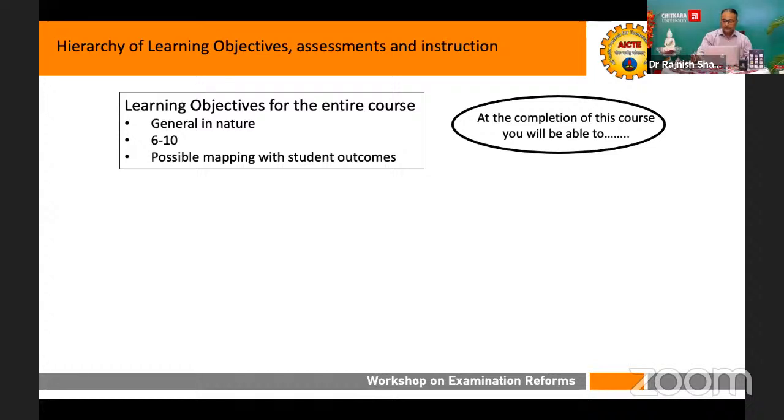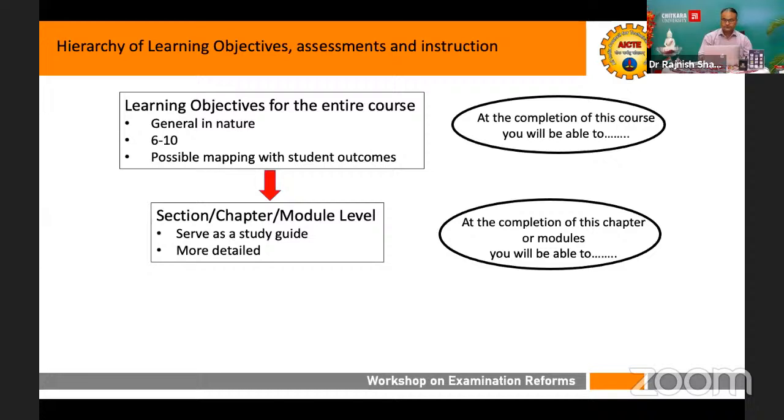Then accordingly, the learning outcomes for the entire course would be general in nature, usually around 6 to 10, and should be written something like this: at the completion of this course, you will be able to do what? You will be able to do these particular things after completion of this course. At the completion of this particular chapter or module, you will be able to do this. Remember, in the beginning of the session, how we framed the learning outcomes of this particular session. What was told: at the end of this session, you will be able to do this.